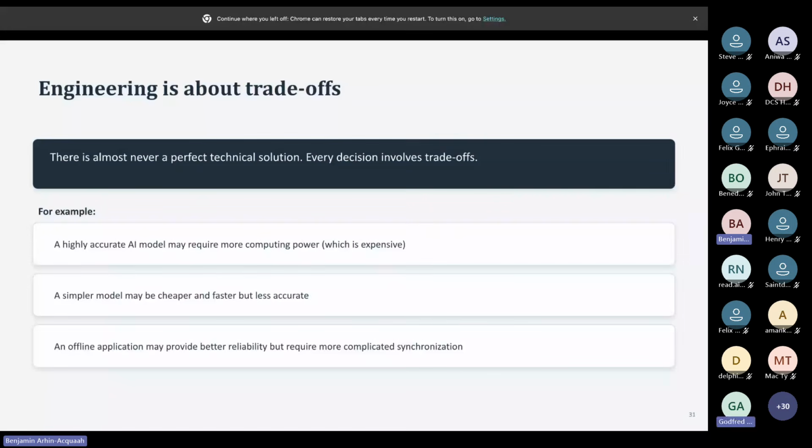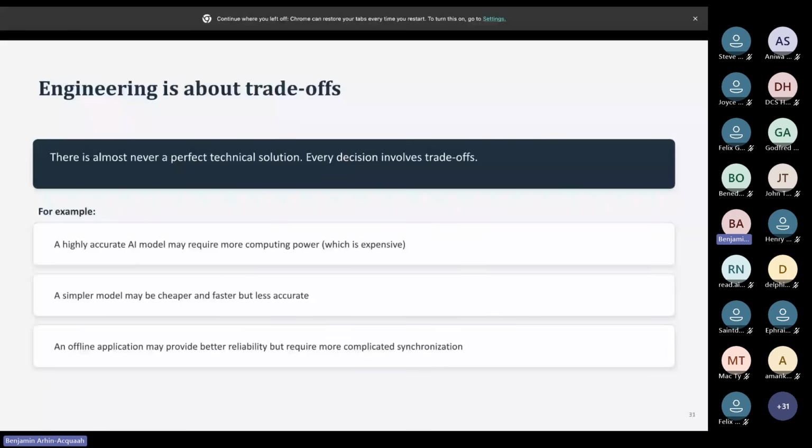For example, if you want a highly accurate AI model, you will need more computing power, which is very expensive, right? Depending on how high you want it. A simpler model may be cheaper and faster, but less accurate.